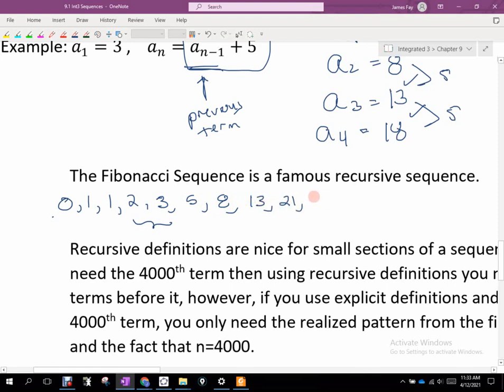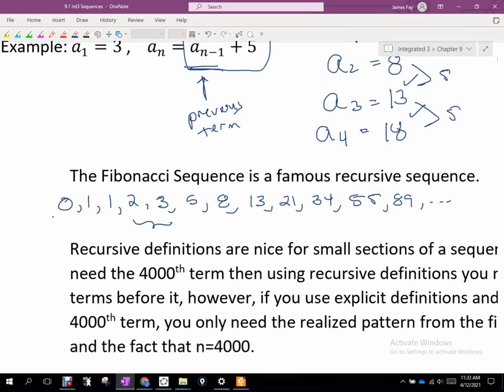And then this is going to give me 34, 55, 89. Okay? That's called the Fibonacci sequence. Fibonacci is the guy that recognized it. Or realized it. Okay?